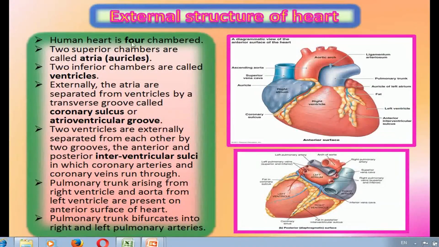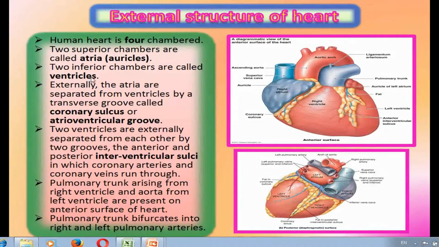The human heart is four-chambered. The two superior chambers are called atria, or auricles. Here in the figure, the two chambers are called atria. This is the right atrium and this is the left atrium, or auricle. This is the left auricle and this is the right auricle, or atrium.